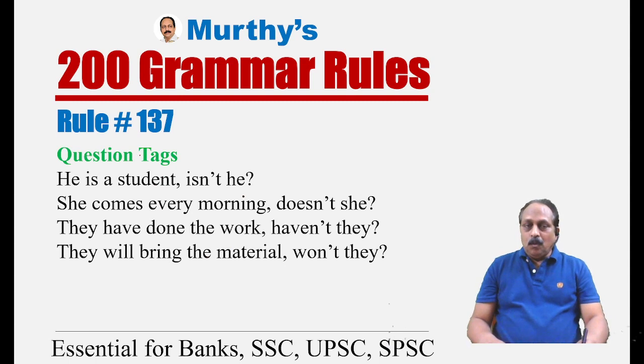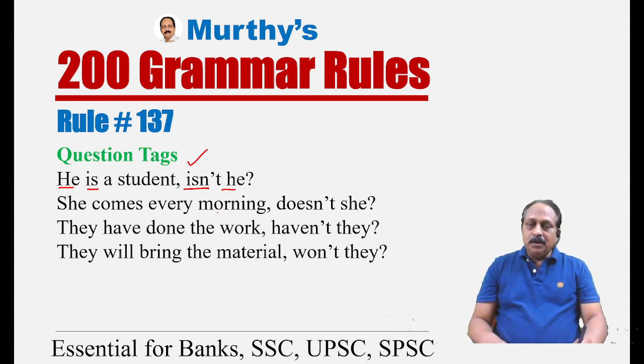I'm still with rule number 137. Here, he is a student. These examples go with what you have just learned. What is the helping verb over here? Is. You have to repeat that. And the sentence is in affirmative. Then in the question tag, you have to use the word not. But helping verb plus not, you have to use a short form. Is not. What is the short form? Isn't. And you have to repeat the subject, always a pronoun. Here it could be a noun or a pronoun, but in the question tag, it has to be a pronoun.